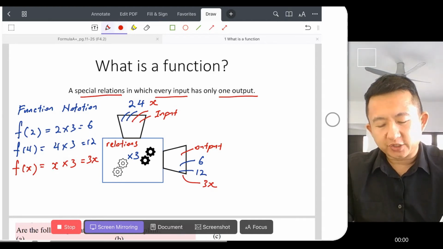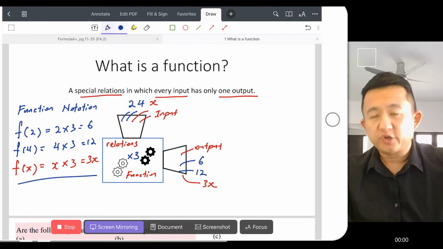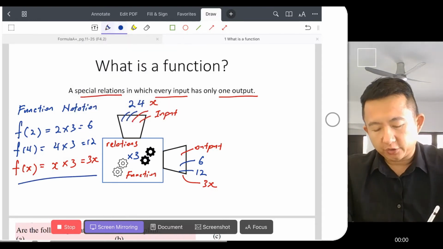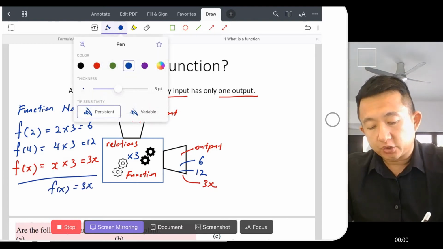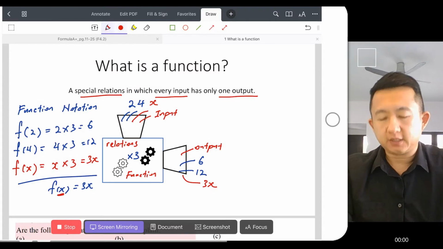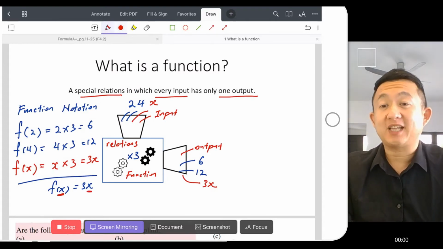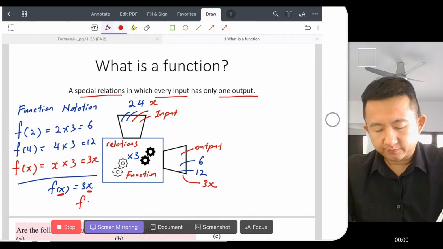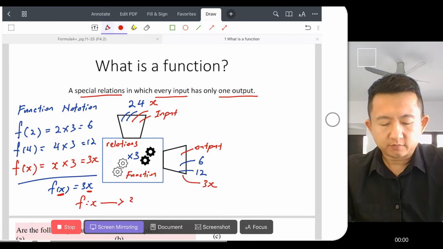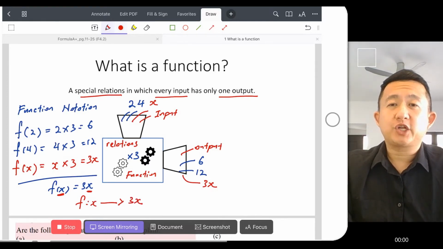So this relation, the whole process, you can think of as the function. And this is one example of how you write the function: f(x) equals 3x, and you can put in any number here to have your output. This is an example of a function. Or you can also write it in this way. Alright? Okay, now you know about the definition of a function.